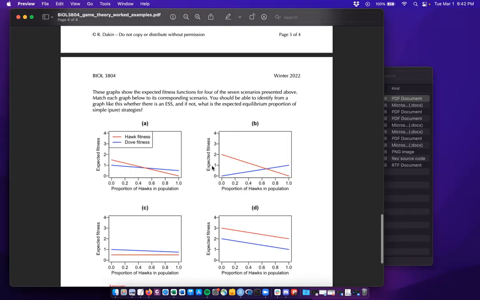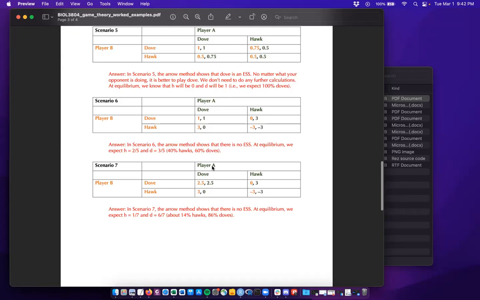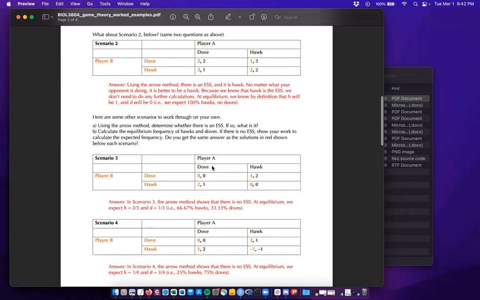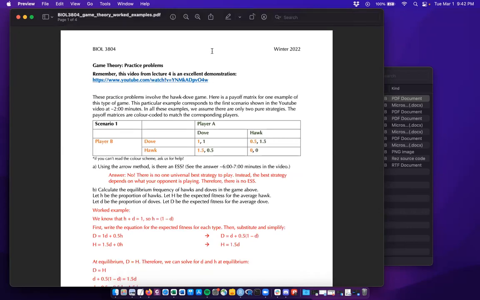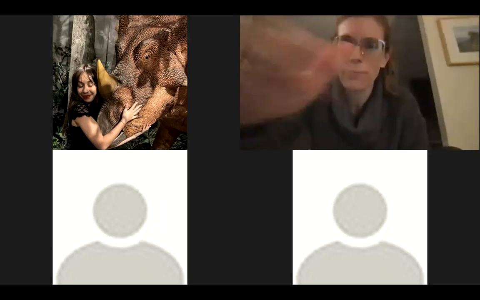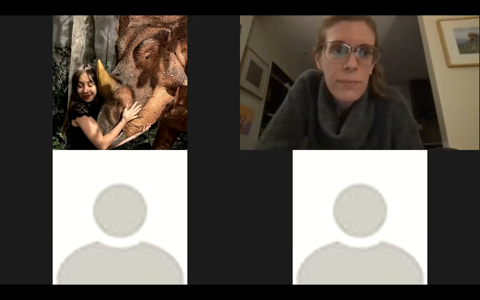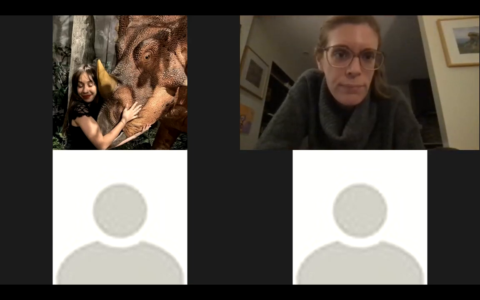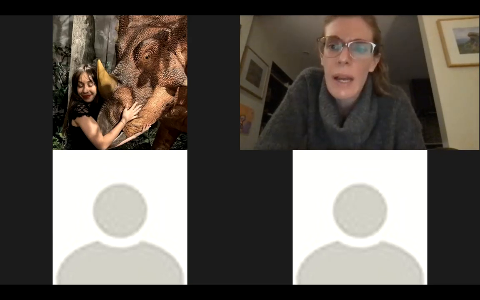Okay, other questions? I have one more question, just regarding inclusive fitness. Sure. So with that example of the subordinate turkey and the dominant turkey, that would be an example of inclusive fitness, because even though the subordinate is not mating, it still gets its genes passed along in some ways. Is that right?